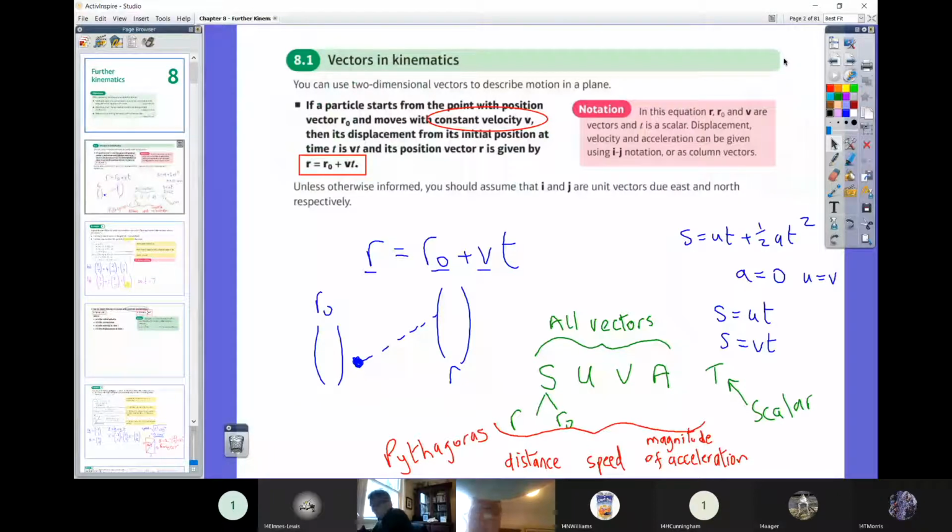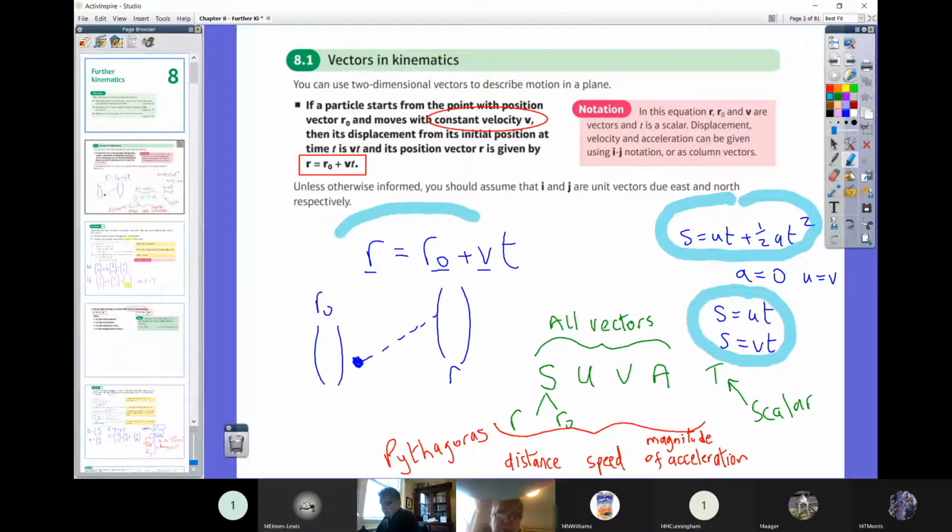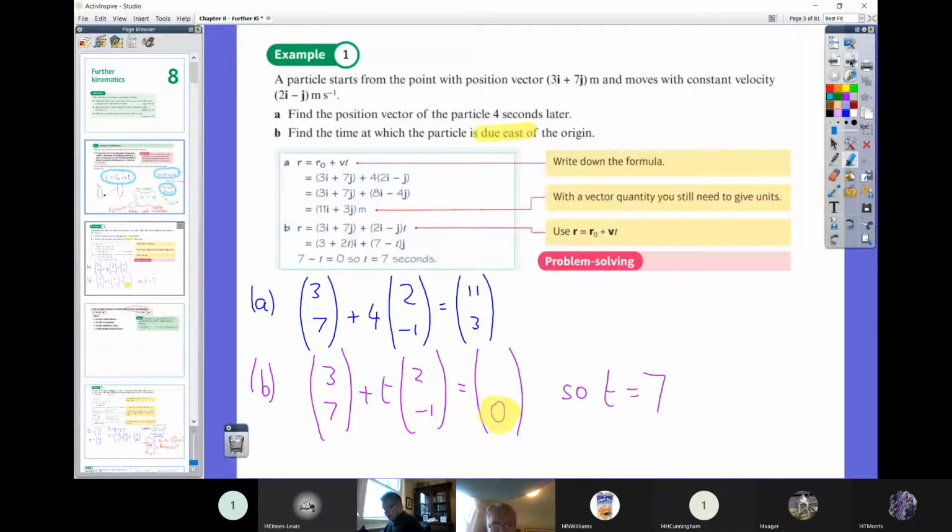So where was I? Yes, I was saying, just linking this in with SUVAT, s equals ut plus half at squared on the right. If acceleration is 0, we have a constant velocity, so u equals v. So that's pretty much what we're saying here. So we then have a pretty straightforward example.